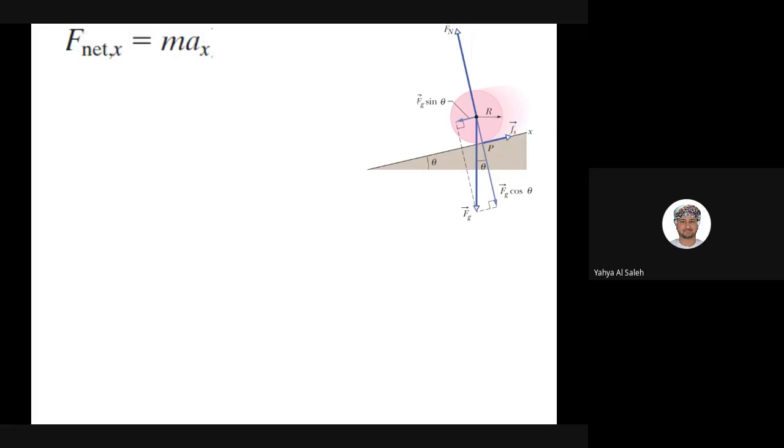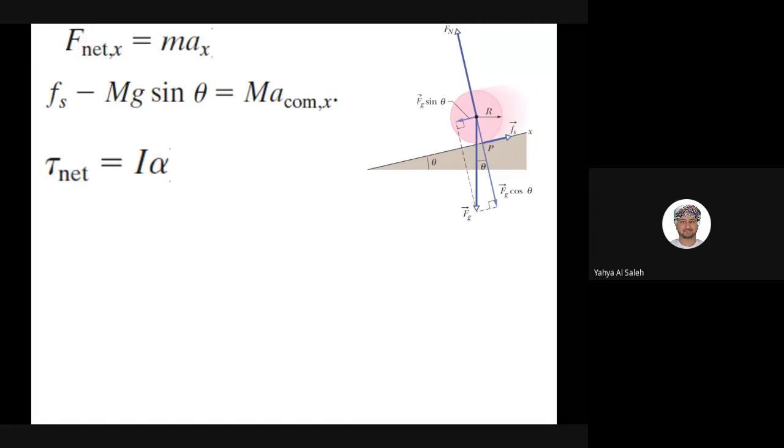Let's analyze the forces here. On the x-axis, F net equals ma. We have friction in one direction, mg sine theta in the other. Fs minus mg sine theta equals ma. But we also have another thing. This thing is rolling, right? So we also have the angular version of this equation. Torque net equals I alpha.